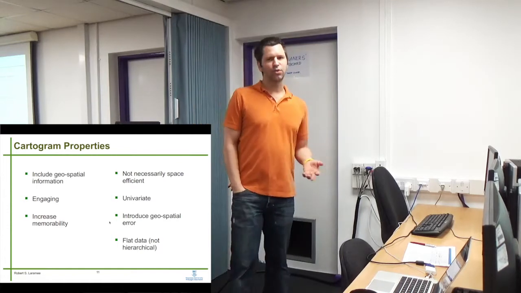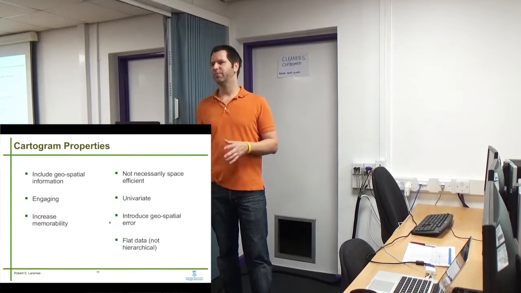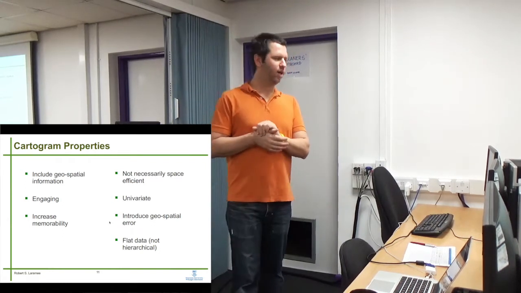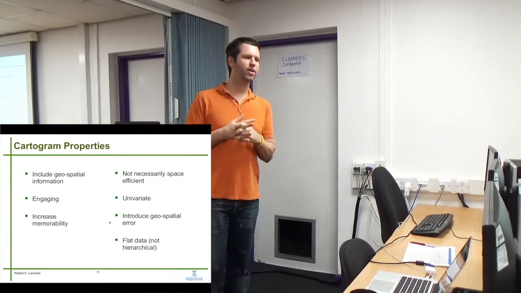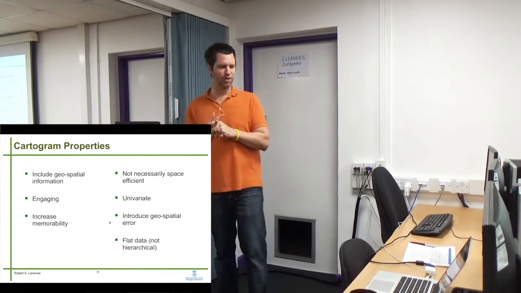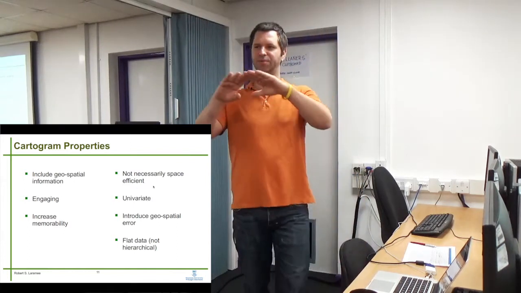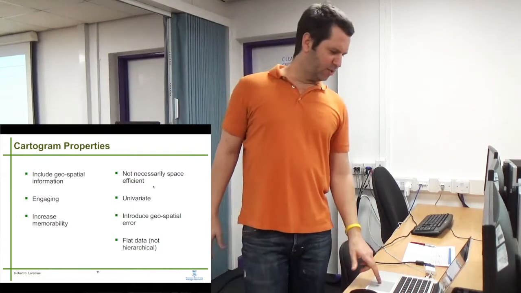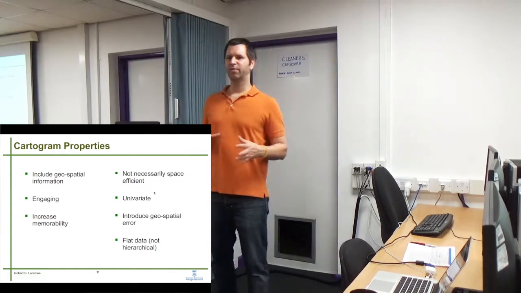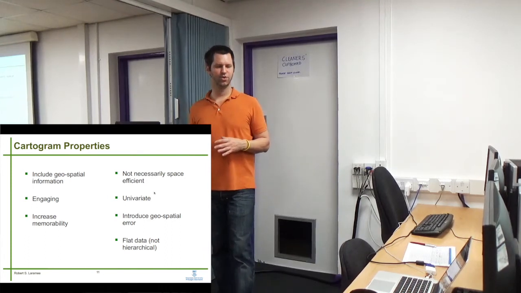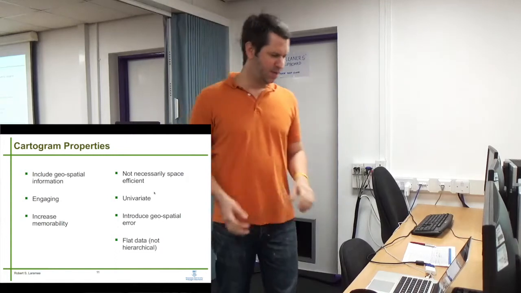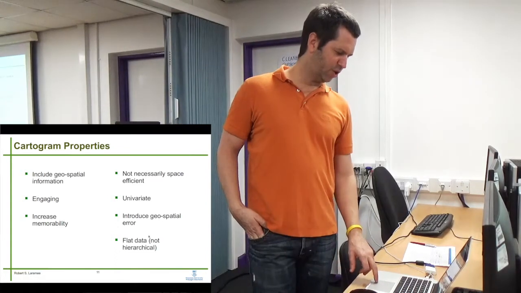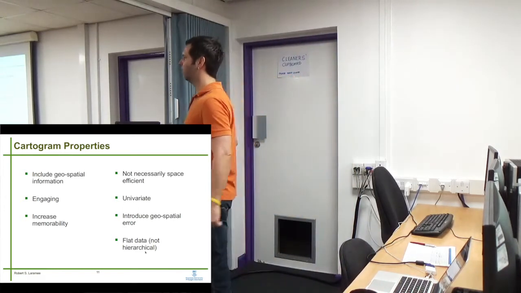And that's nice because it includes geospace. It's nice to be able to see where things are happening in geospace. It's also very engaging. People like maps, and they like to look at them, and they increase memorability. If you see data on a map, it increases memorability. However, they're not necessarily space efficient. Tree maps use the whole space available to spread the data out. Cartograms are generally univariate, so they depict only one variable at a time, typically. Same with choropleths, whereas tree maps can use an arbitrary number. They do introduce geospatial error, and they're generally not hierarchical. They usually don't represent hierarchical data.